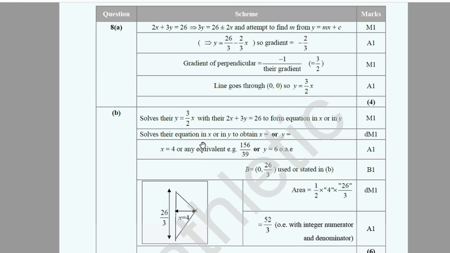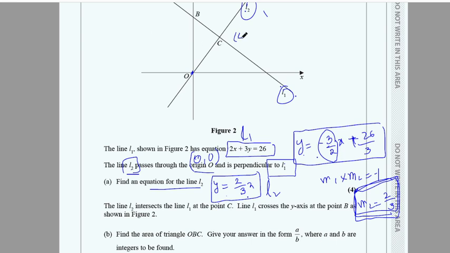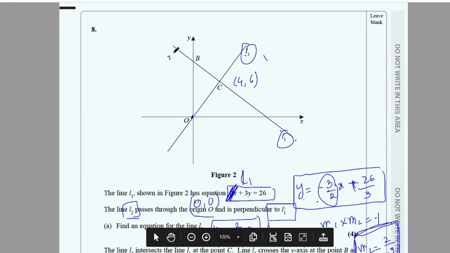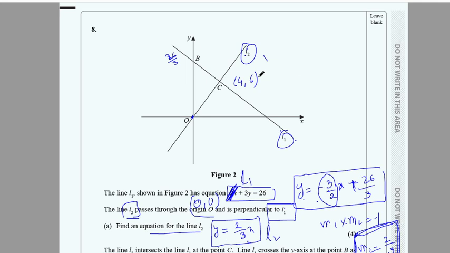So solving this will give us the x coordinate and y coordinate, 4 and 6. And B is the cutting point at the y-axis. So line L1 at the y-axis, where x is 0, will give us 26 by 3. Okay, so we can imagine this as, since it's 4, it means this distance is 4, this height is 6, so this is actually 4.